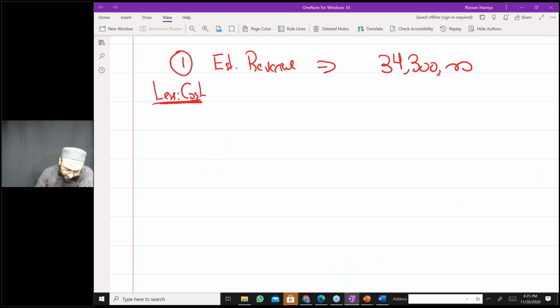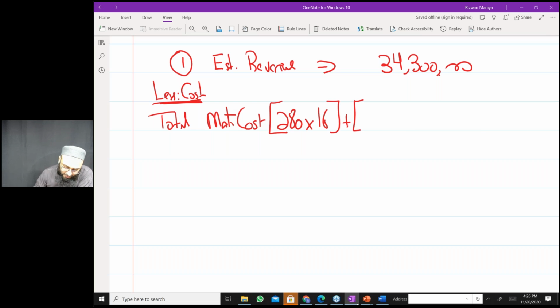So I'll start with the total material cost first, and let's see who will give me a quick answer first. Starting with material cost, 280,000 multiplied by 16. I'm just using thousands here to make my calculation look short. So 420 multiplied by 14, and let me see who is giving me a quick answer. The figure that I'm getting for material is 10,360,000, right? So this is material cost.